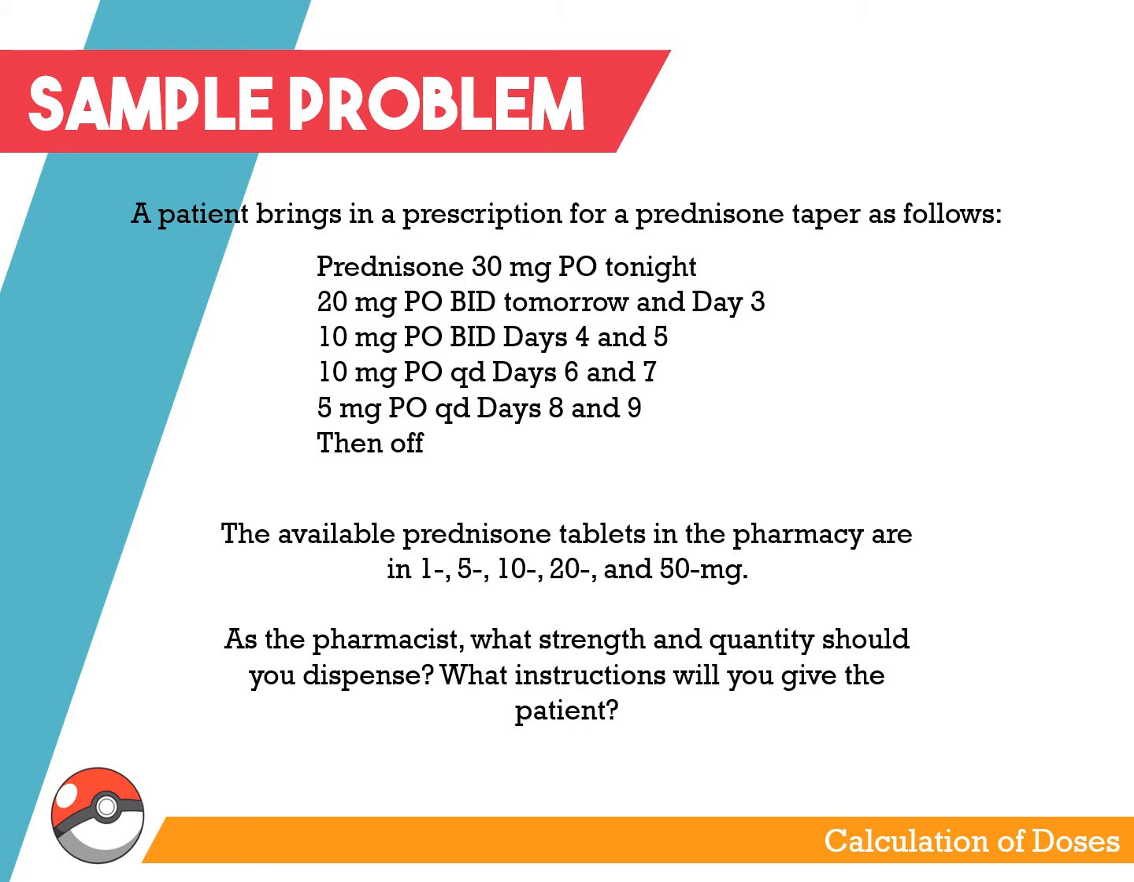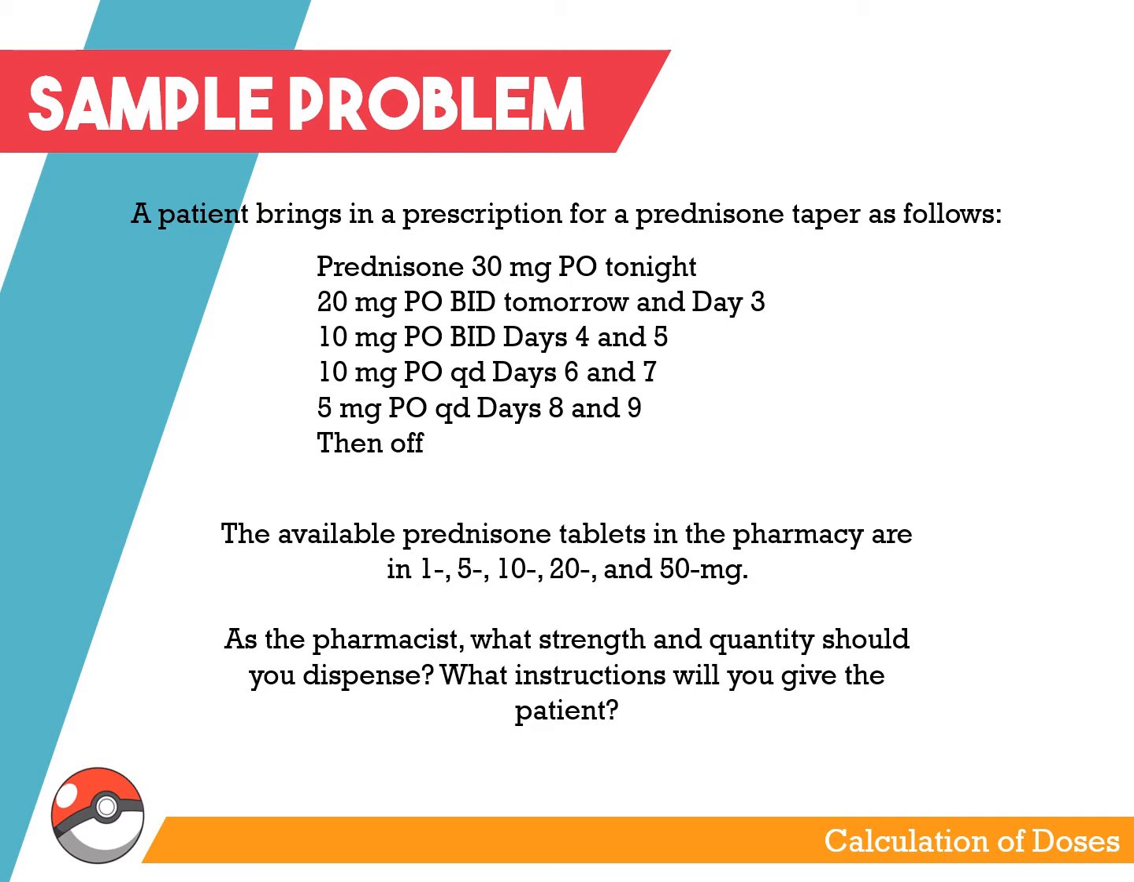So a patient brings in a prescription for a prednisone taper as follows. Prednisone 30 milligrams PO tonight, 20 milligrams PO BID tomorrow and day 3, 10 milligrams PO BID days 4 and 5, 10 milligrams PO QD days 6 and 7, 5 milligrams PO QD days 8 and 9, then off. So before we proceed, what does PO mean? It means per os, or by mouth.